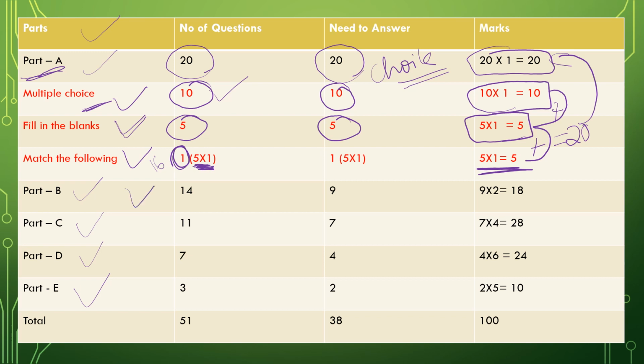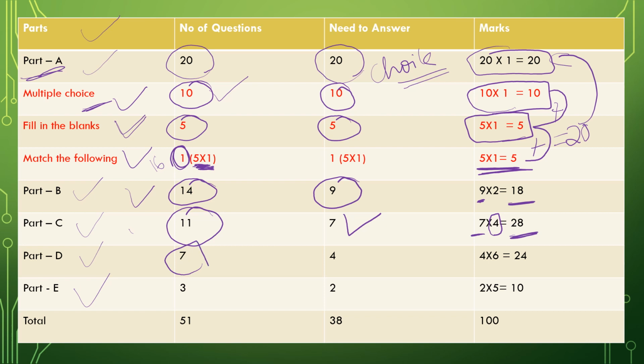Then come to part B. The number of questions will be 14. Out of 14, you need to attend 9. So how many questions you need to attend? 9. 9 into 2, 18. Then come to part C. Under part C, the number of questions will be 11. Out of 11, you need to attend 7. The marks allotted is 4. So 7 into 4, 28 marks.